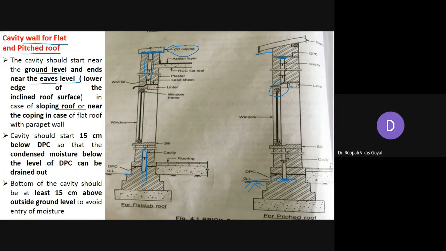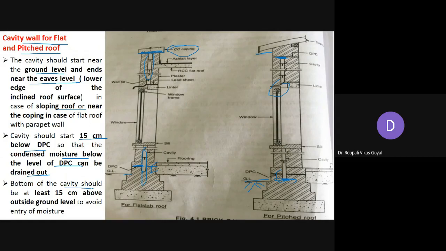And this cavity should start 15 centimeter below DPC, so that the condensed moisture below the level of DPC can be drained out. So generally here you can see this DPC, it should start 15 centimeter below this damp proof course. So here you can see below the damp proof course this cavity will start. So whatever condensed moisture would be there, that will be drained out easily.